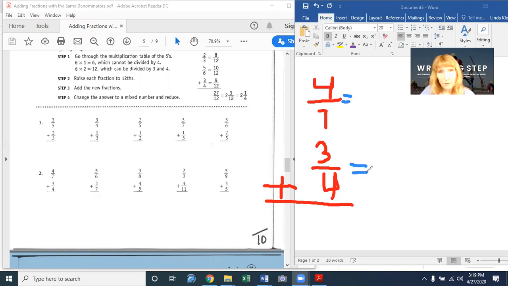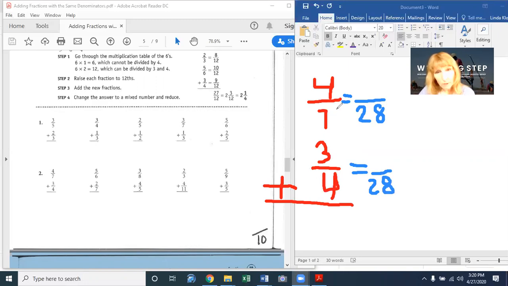Well, here's a method that will always work. You can always multiply the two bottom numbers together, and that can become the bottom number that you use. So 4 times 7 is 28. So that can be my bottom number for both fractions, right? That will always work. Sometimes there's something smaller that will work, but if not, you can always use 4 times 7 or the two bottom numbers and multiply them together.